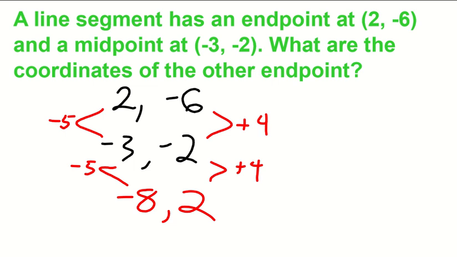The other thing you could do is start with your midpoint and do opposite, so ×2, and then subtract the endpoint's values. To me, doing it this way, the pattern, I think is easier. Any questions on that one?